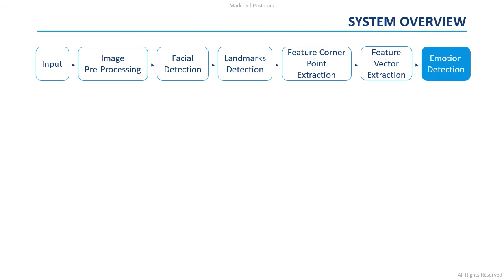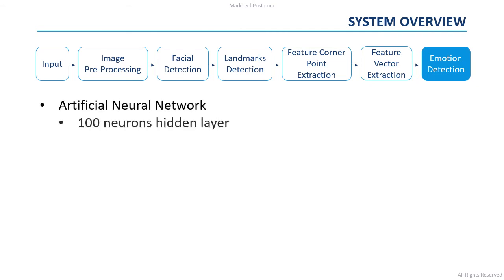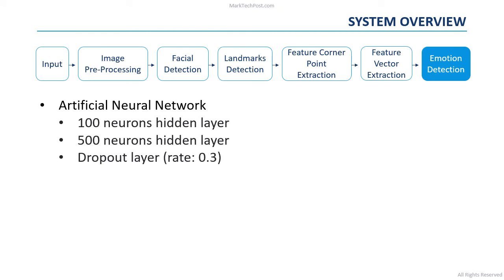Finally, the feature vectors are used to feed an artificial neural network, composed of a 100 neurons hidden layer, another 500 neurons hidden layer, a dropout layer with a 0.3 dropout rate, and a classification layer, which exploits the softmax activation function.